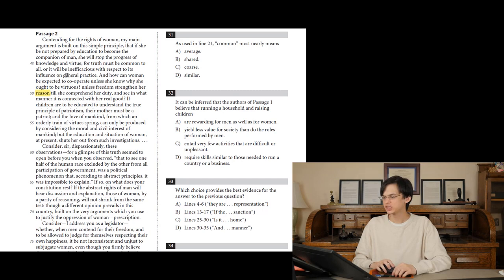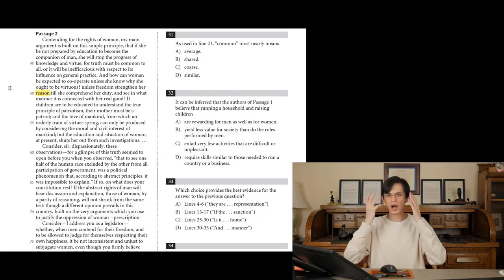And how can women be expected to cooperate unless she knows why she ought to be virtuous? So this is Wollstonecraft's argument for why women ought to be educated. So how can women be expected to cooperate unless they know why they ought to cooperate? Unless freedom strengthen her reason till she comprehend her duty. So what is this all about? Until she comprehends. Freedom will strengthen her reason.